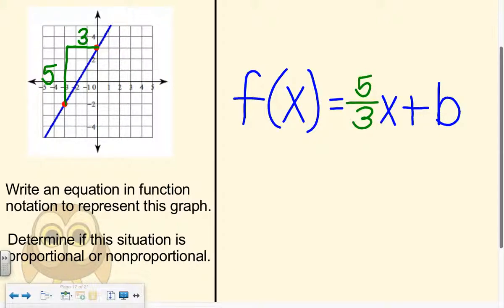My line crosses the y-axis right here, and that is at the number 3. My line does not go through the origin. It has a y-intercept of 3, so it is non-proportional.